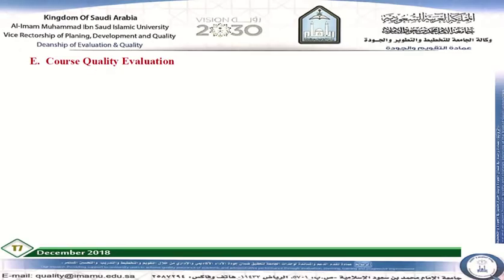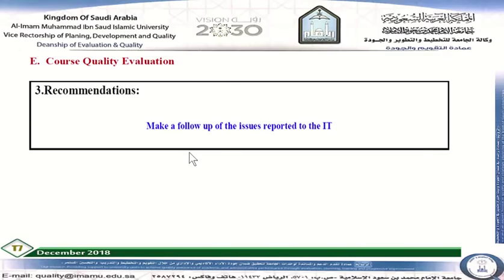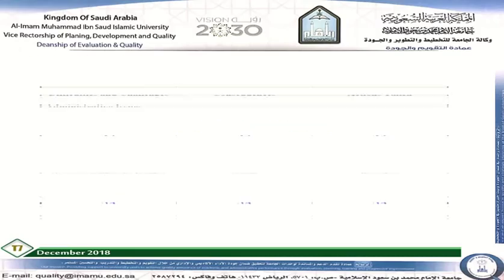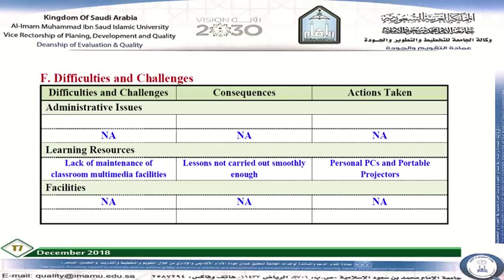We are still with the course evaluation, and in this table you write your recommendations if you have any problems with the evaluation of the course. Like we have here, the recommendation is that we follow up the issues to be reported to the IT. Other difficulties that you might have encountered during the course, for example, if you have any administrative issues, you write them here, and the consequences on the course and also the actions taken.